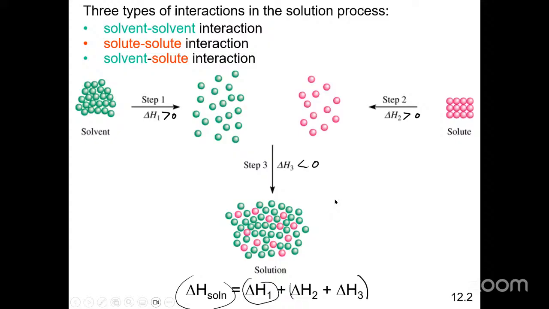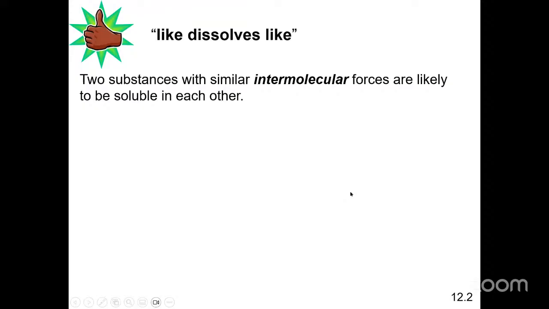Okay, so that's what happens when you're making a solution. Now, there's a general rule of thumb, that's why they have a thumb here, called like dissolves like, when it comes to predicting whether or not a solution will be formed between two substances, all right? And basically what they're saying is that if the intermolecular forces between the separate components of the mixture that you're about to make are similar in those separate components, then they will mix, right? Because the intermolecular forces will be similar in the solution as well, right?